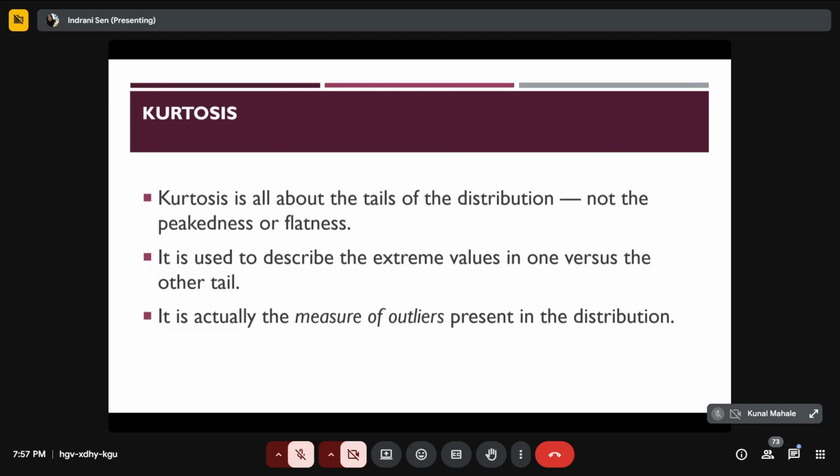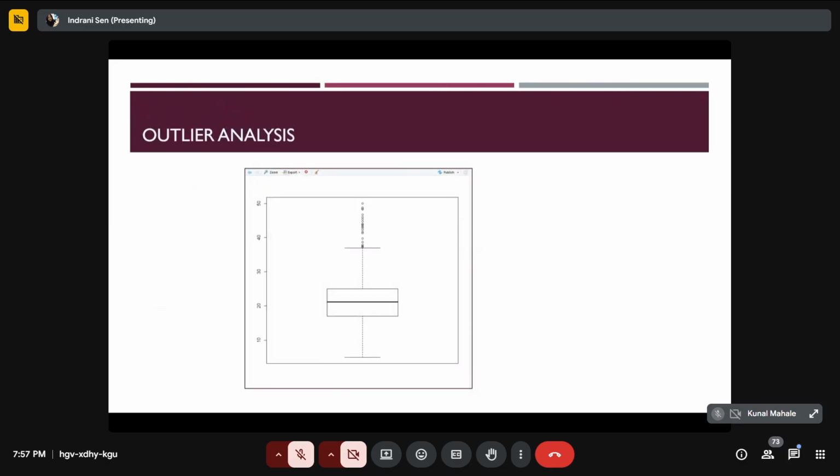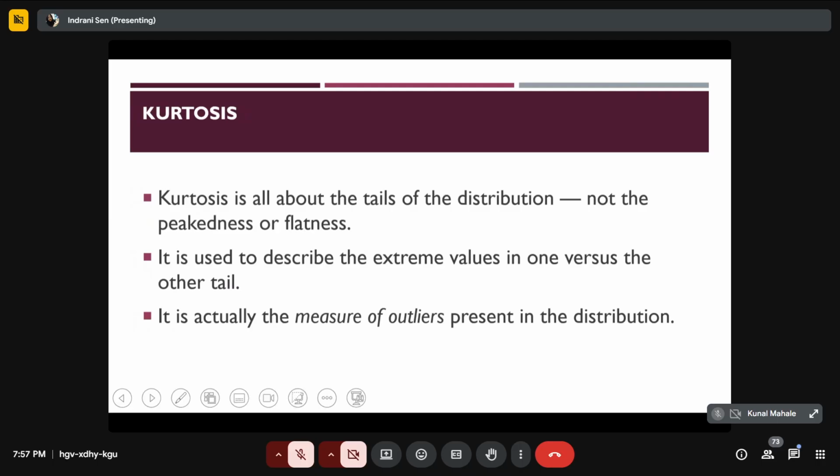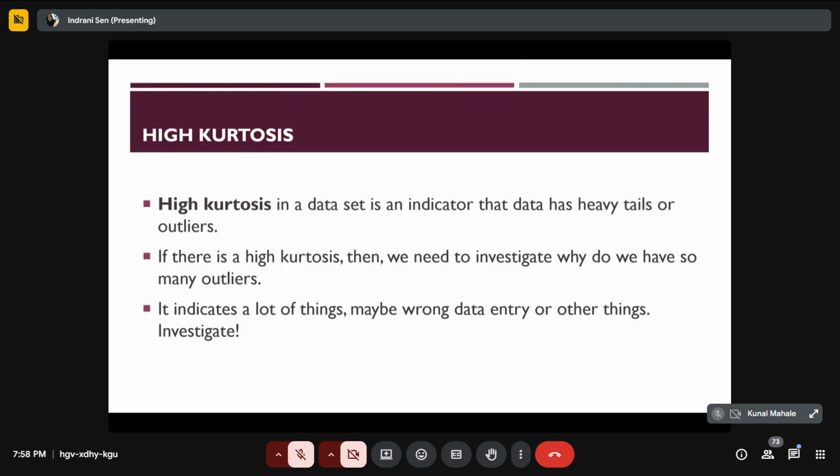Similarly, we talk about kurtosis, which talks about the tails of the distribution, not the peak. Here in kurtosis, we talk about the peak, that means how high it is going. It is used to describe the extreme values in one versus the other tail. It is actually the measure of outliers present in the distribution. High kurtosis in a dataset is an indicator that data has heavy tails or outliers. If there is high kurtosis, then we need to investigate why we have so many outliers.